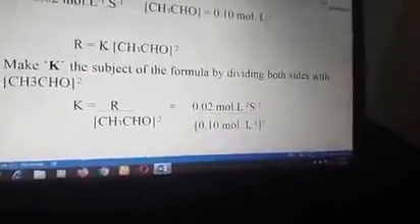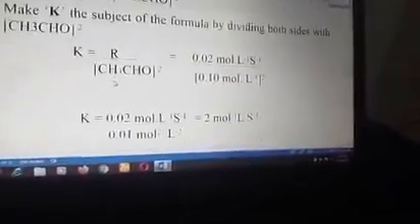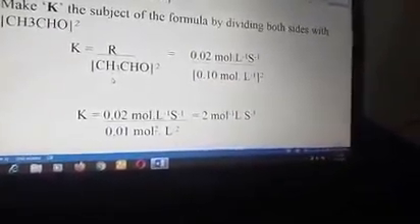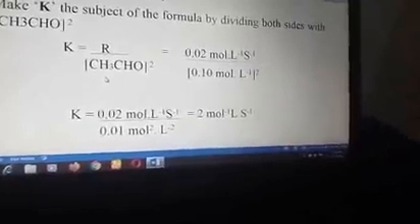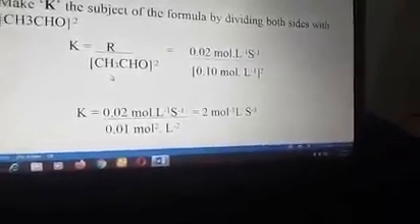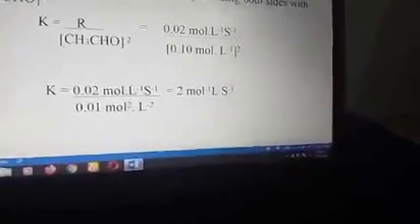You then substitute the values in experiment 1. R is 0.02 all over the concentration of ethanol in experiment 1, which is 0.10 squared. Then solve for K: 0.02 all over 0.01, since 0.1 squared is 0.01. The unit is also squared: mole becomes mole squared, per liter becomes per liter squared on the denominator. So you now have 2 per mole liter per second as the rate constant.